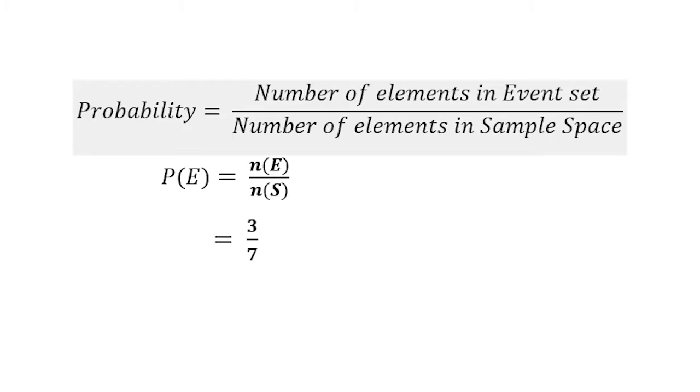So to get the probability of the event that it will be sunny in a week, we shall use the classical definition of probability, which is the number of elements in the event set over the number of elements in the sample space. And this gives us 3 out of 7.